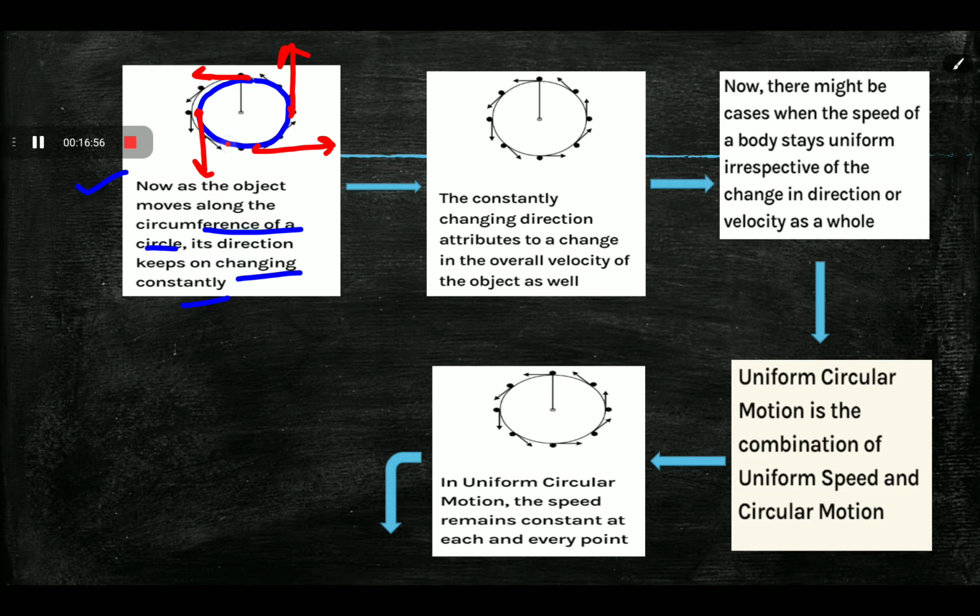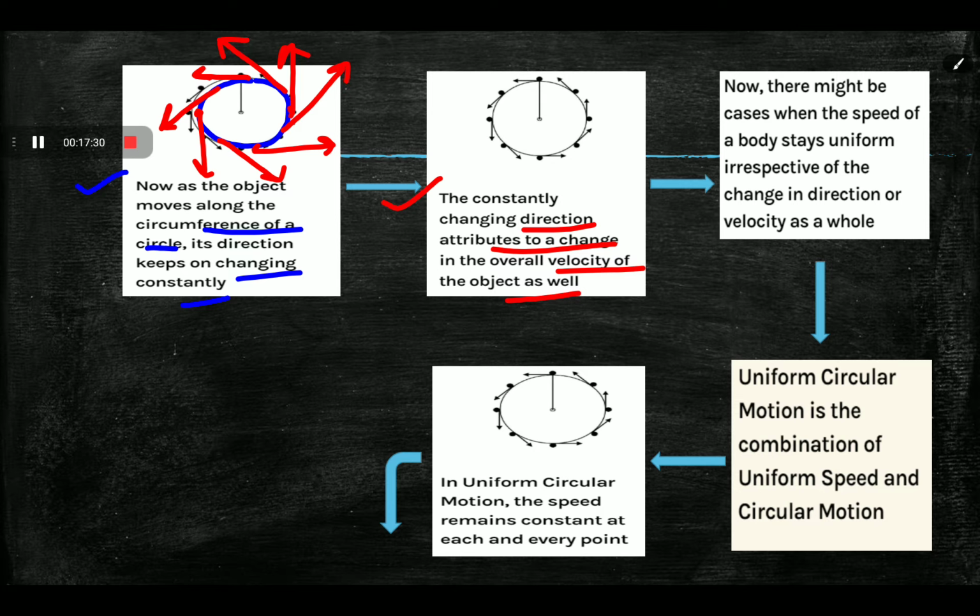If we consider this point, then at this point the direction is this. At this point the direction is this. At this point the direction is this. And at this point the direction is this. So we can say that when an object moves along the circumference of the circle, or in a circular motion, then the direction of the object continuously changes. And we know that the constantly changing direction contributes to the change in the overall velocity of the object.